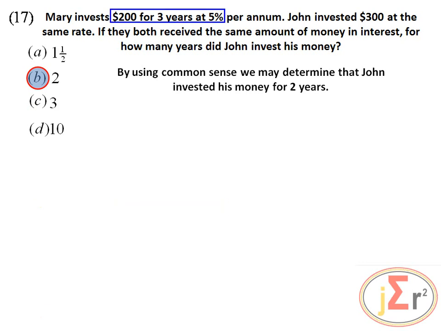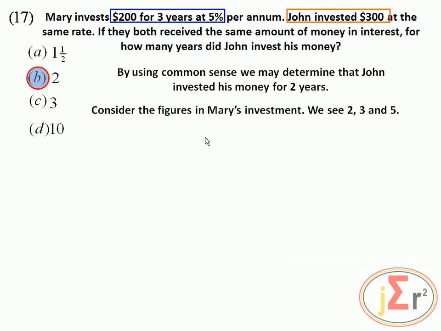Take a look at what we have there. Consider the figures in Mary's investment. We see 2, 3, and 5. We're not really considering that 5 is a percentage, a number to be divided by 100, and that we have 200. We are just taking a look that we have $200 here. We are just taking a look at the significant digits. We have 2, 3, 5 in Mary's investment.